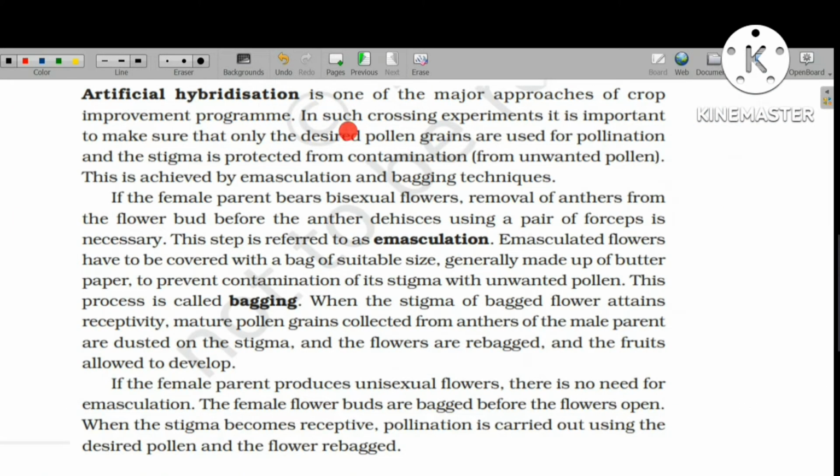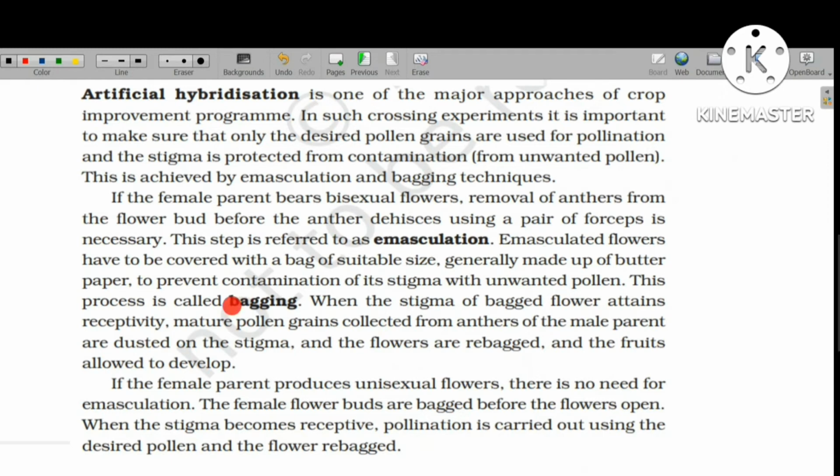Artificial hybridization is one of the major approaches of crop improvement program. In such crossing experiments, it is important to make sure that only the desired pollen grains are used for pollination and the stigma is protected from contamination from unwanted pollen. This is achieved by emasculation and bagging techniques. If the female parent bears bisexual flowers, removal of anthers from the flower bud before the anther dehisces using a pair of forceps is necessary. This step is referred to as emasculation.